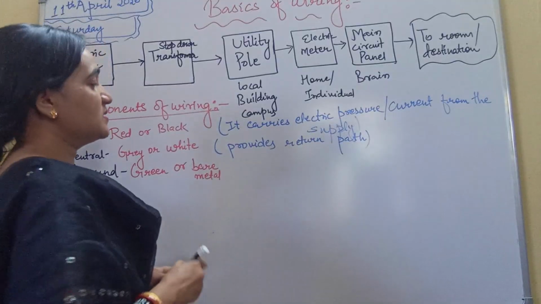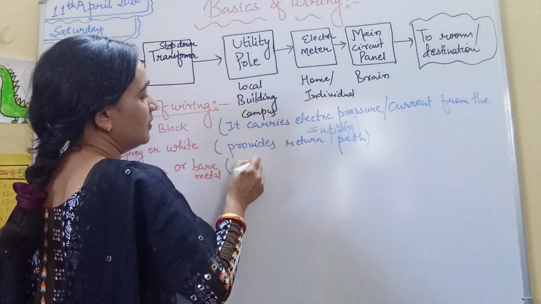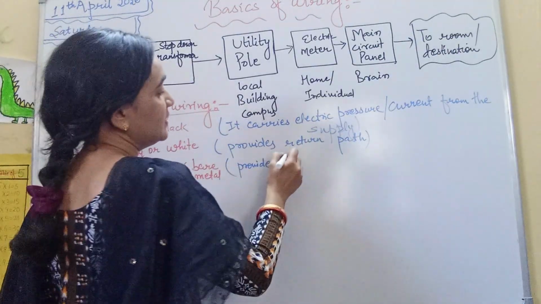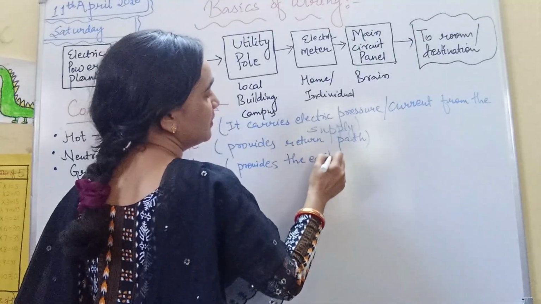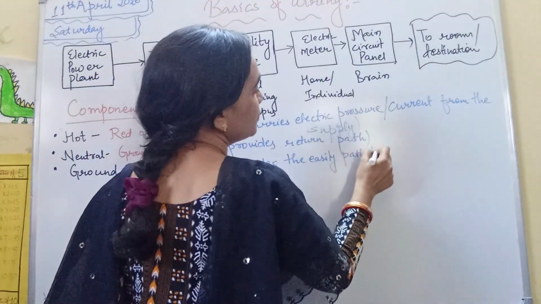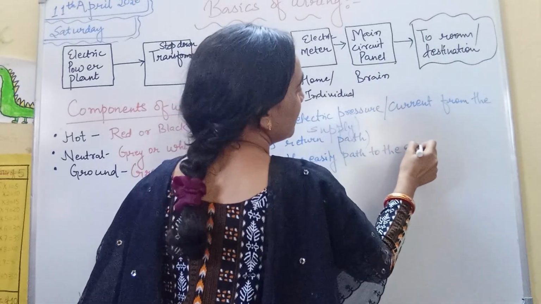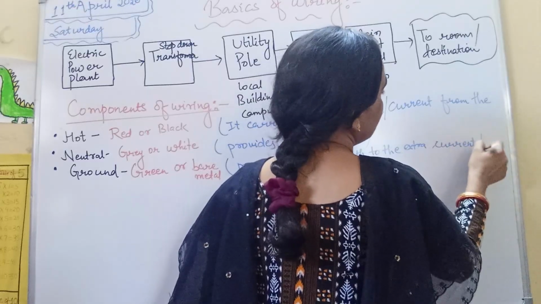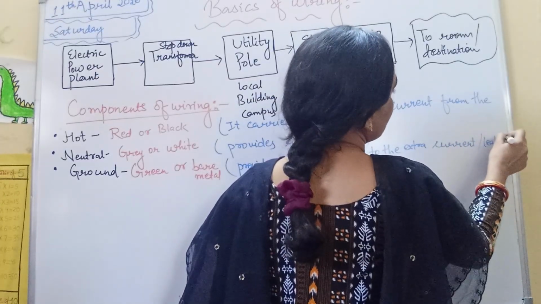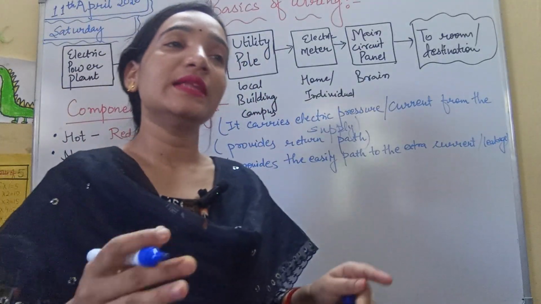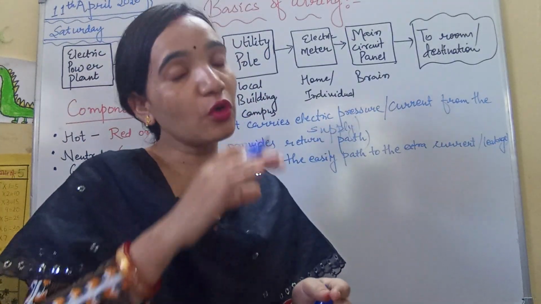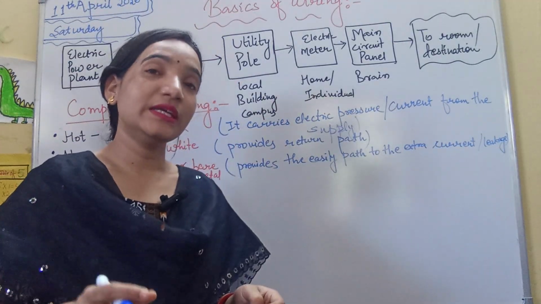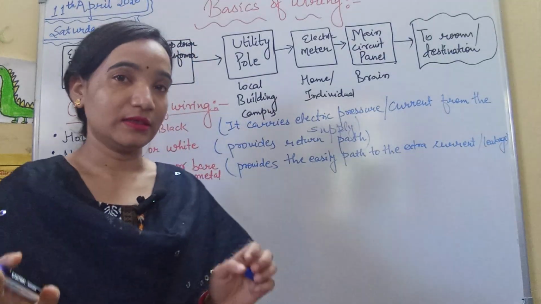So what is the purpose? The purpose is to provide an easy path to the extra current, or leakage, or if it is a short circuit, then it can provide the easy way for the current to flow through the ground wire, and it will enter the ground and go directly to the earth.